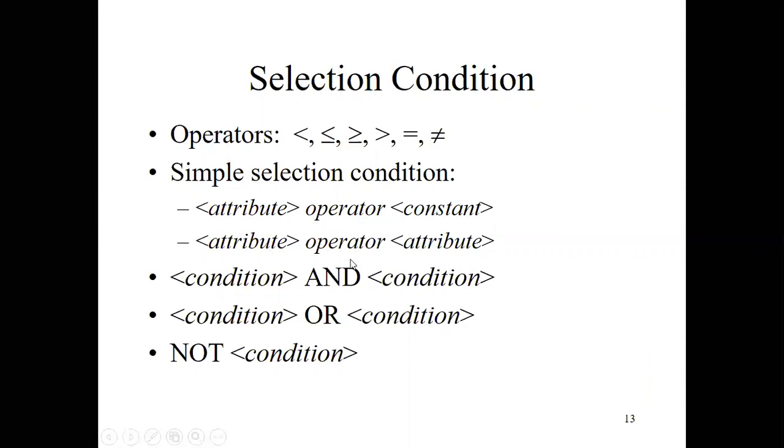When I say operator, we have relational operators: less than, less than or equal to, greater than, greater than or equal to, equal to, not equal to. These are the relational operators that we use in the selection condition. There can be more than one condition in the selection condition: condition and condition, condition or condition, not condition.